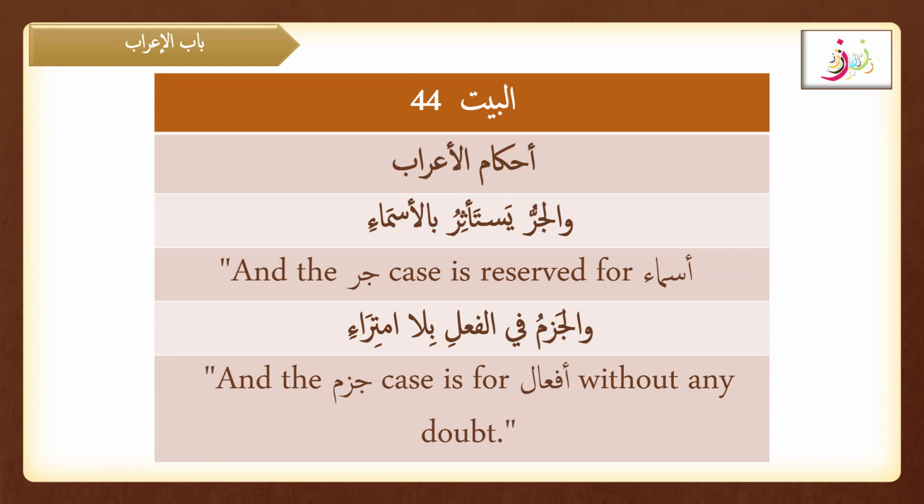And as I mentioned, the fi'l mudari has three states: the rafa, the nasab and the jazm state. So the jazm state, bilam tara'i, without any doubt. This is from imtara, yamtari; al-imtara is doubt. La imtara means do not doubt. So without any doubt the jazm state is exclusive only for the fi'l. So without any shak, without any doubt. So this is والجر يستأثر بالأسماء والجزم بالفعل بلا مرى. And the jar case is for asma, and the jazm case is for the fi'l without any doubt.